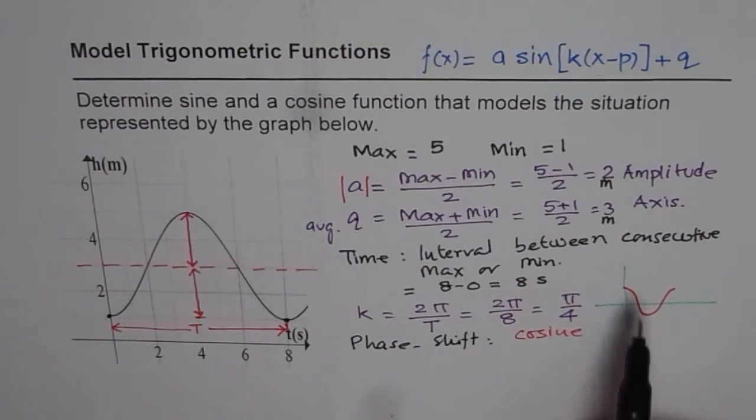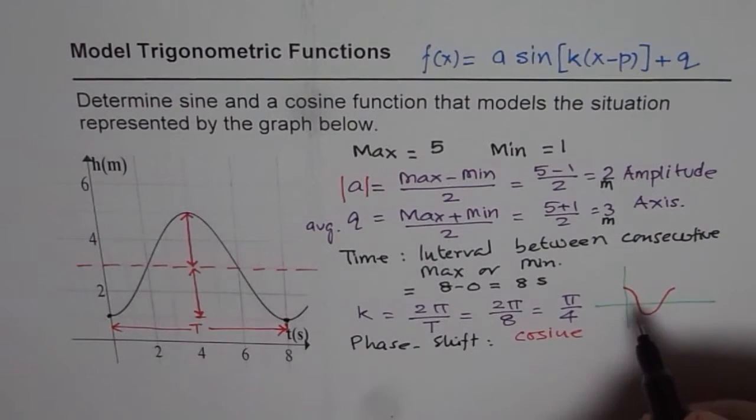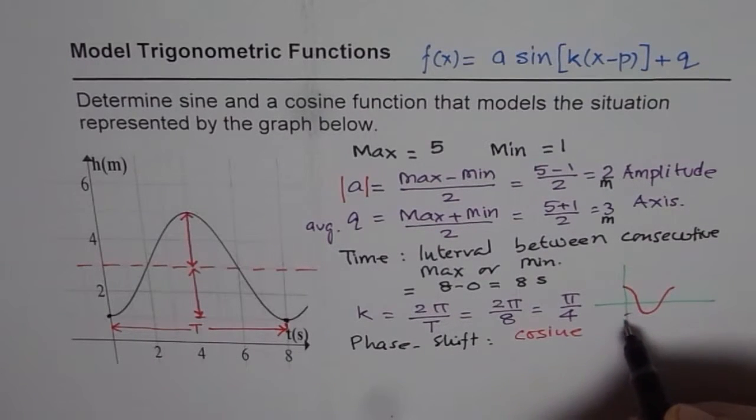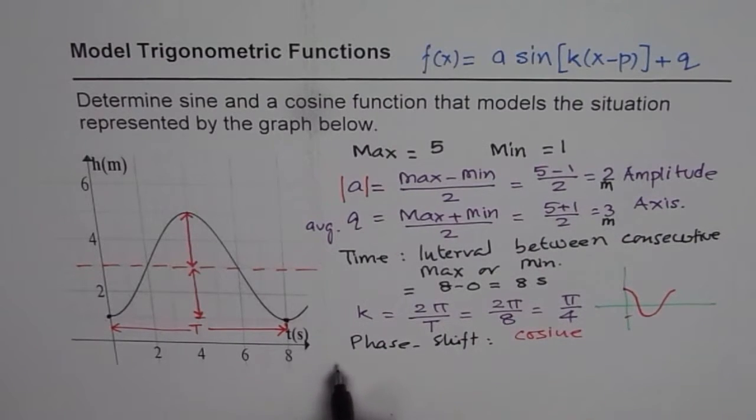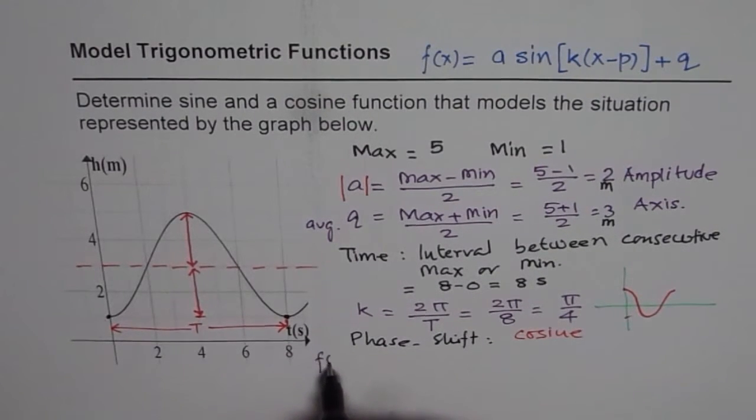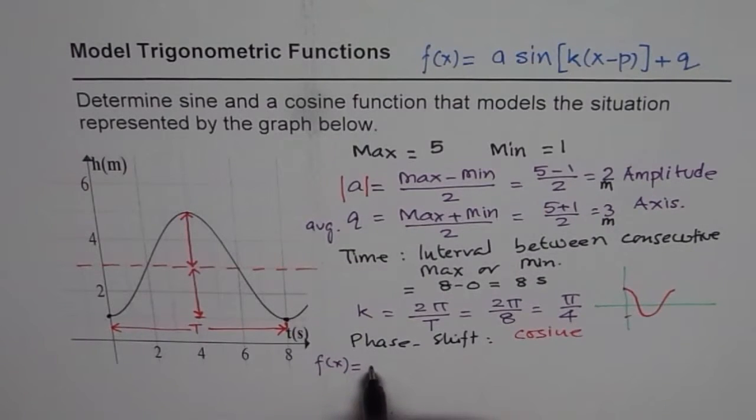Now the given graph is from the minimum. So in this case, we could write minus cos. It's kind of a reflection, right? So it becomes minus cos, correct? So we can write this equation right here as f of x equals minus cos.